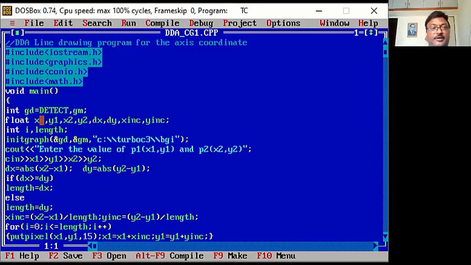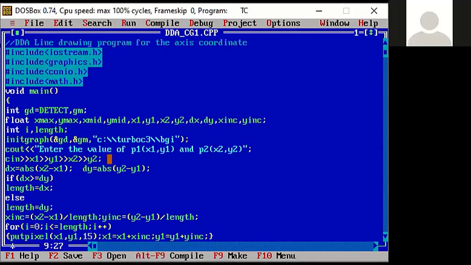Now I have started using the variables. Suppose I start from this. I am using x max, y max, x mid, y mid. So this is my x max, y max, the maximum values, and x mid, y mid, that is my new origin.